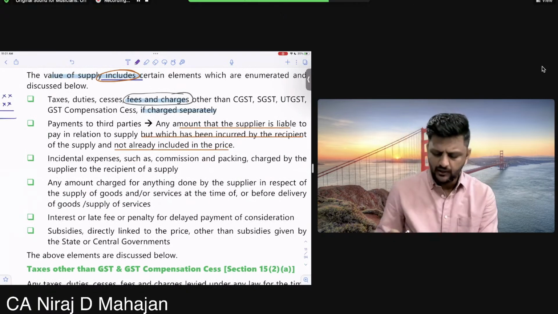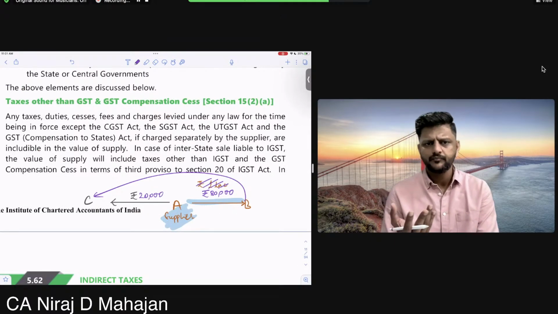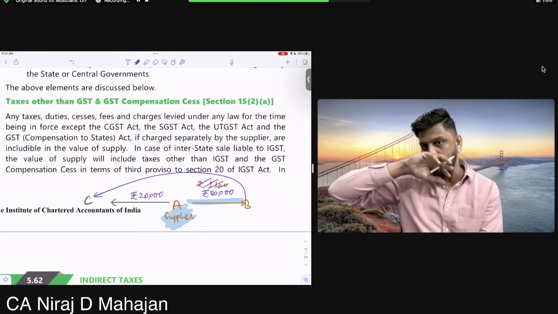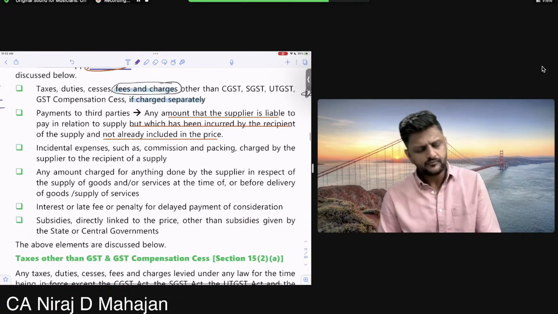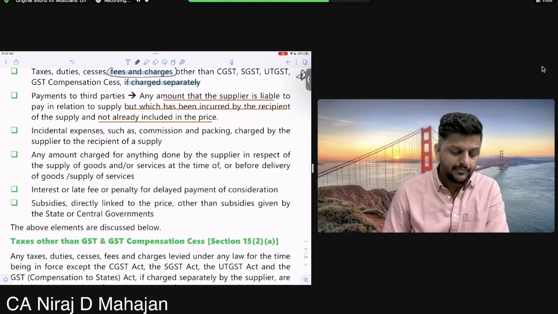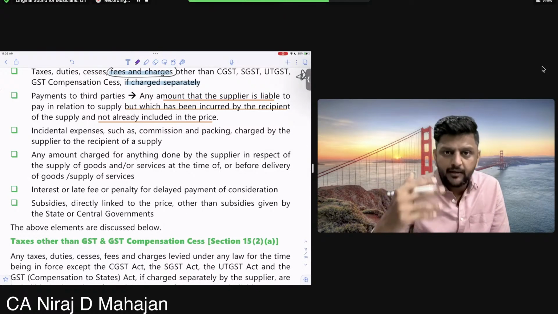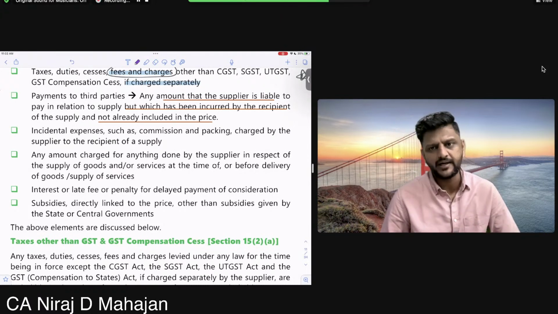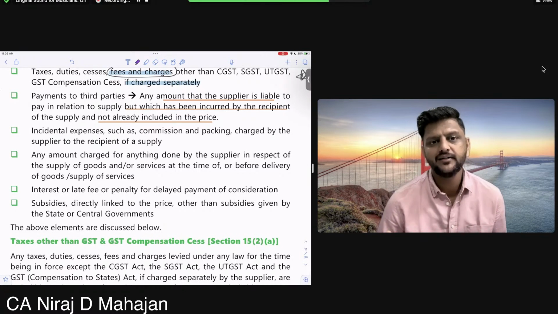Payment to third parties. Now, there is no direct connection in our example between B and C. No direct connection. But because of this, you are paying to the supplier's vendor. Somebody else's obligation you are paying. So any amount that the supplier is liable to pay in relation to supply, but which has been paid by the recipient. Clear or no? And not already included in the price. That means it is not part of the invoice. So we added it back. Understood, everybody?